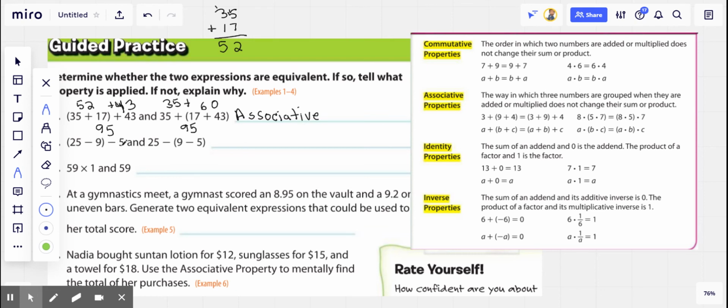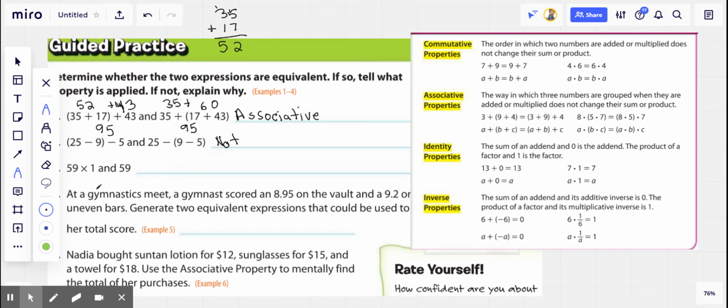25 minus 9 minus 5. All right, so we're working with the same numbers. They're grouped differently, three numbers that are grouped, but we are subtracting. So what do you automatically know when we're subtracting? Does it talk about subtracting over here in our properties? No, it's talking about adding and multiplying. All of our examples are adding and multiplying. So we know when we subtract that we have to group them in the same order for them to be equivalent. And so these are not grouped in the same order, so they are not equivalent. They were trying to use the associative property, but it does not work with subtraction.